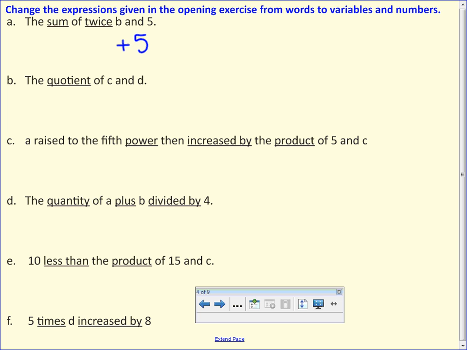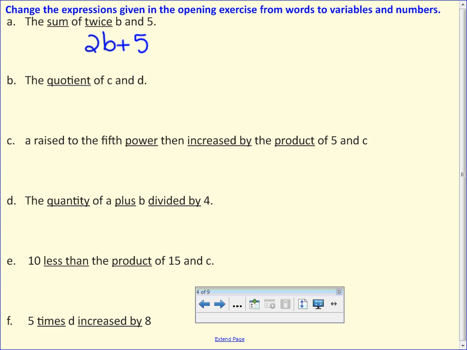So how would I write twice B? B to the second power? Well, B to the second power would be B squared. Twice B means I have two B's, not multiply, though. Right, so twice B, which means 2 times B plus 5.